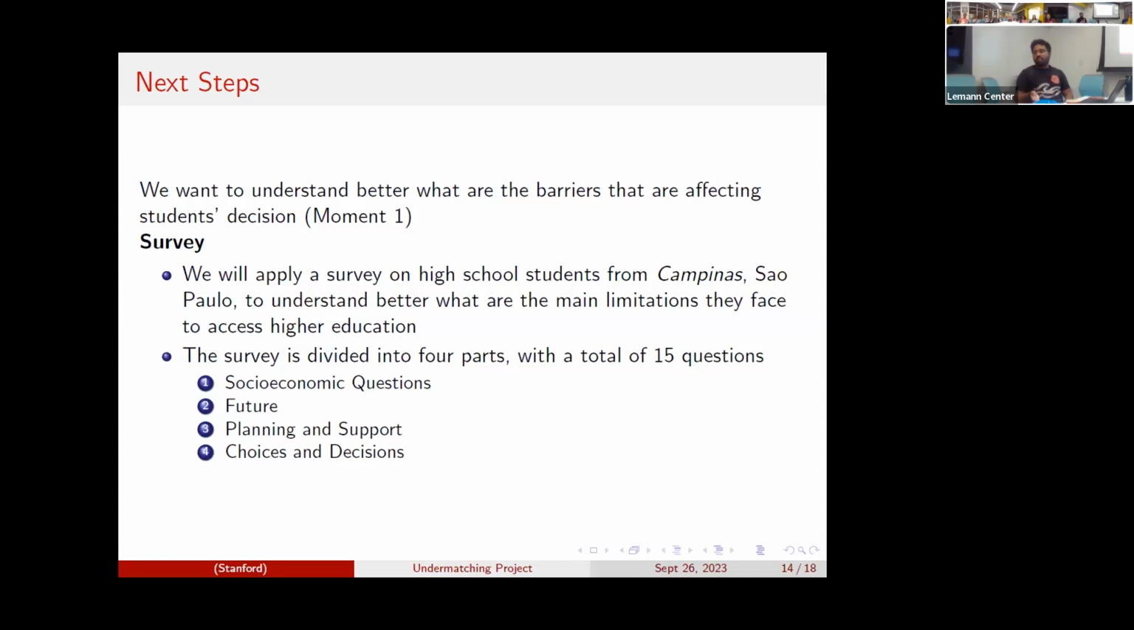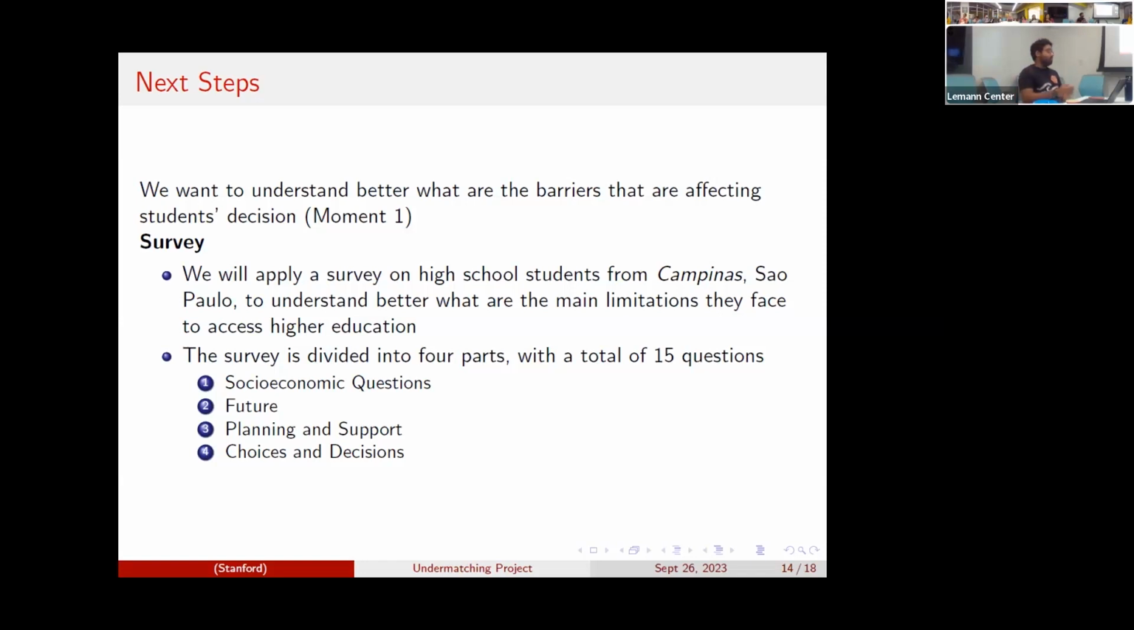First part, socioeconomic questions to try to characterize the groups. Then we ask questions about their future, what they're thinking as a next step after high school, maybe just getting a job, going to college, or even applying for the army. Third, how they're planning their future: if they have already visited any college institution, if they are taking prep exams, and also support in terms of school and family.